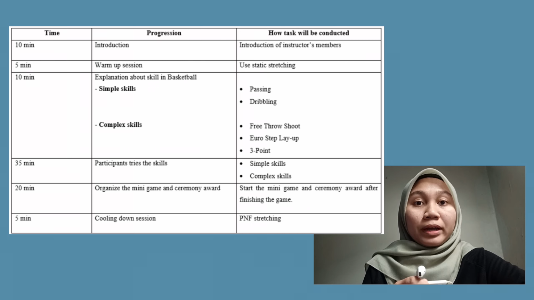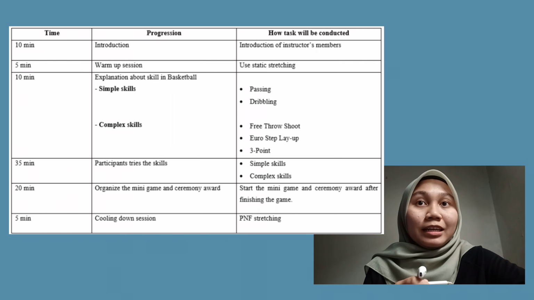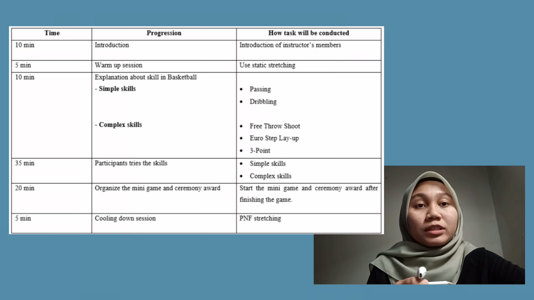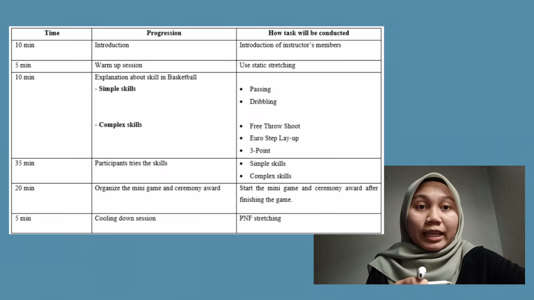Next, this part will require 35 minutes for the participants to try the skills. The participants will try the skills one by one. They will try all the skills, and one person will get 3 chances of trial for each skill. As the instructor, we will observe and correct them when they make mistakes.